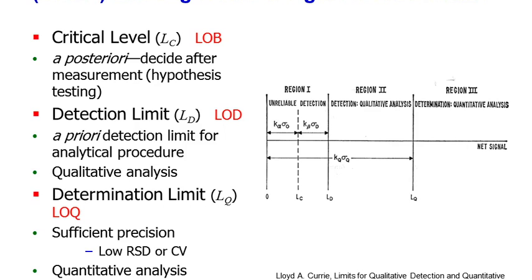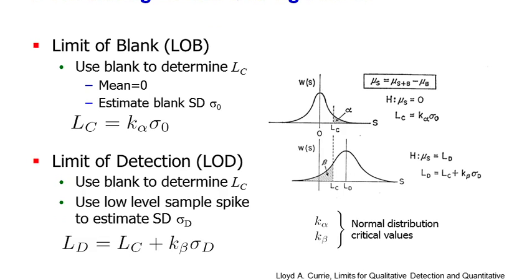Is there a question? I have a question. LOB is the limit of blank. What's the difference between LOB and just noise? I'll get to that. Okay. So you use the noise to determine LOB, basically. Okay. So actually, it's here.